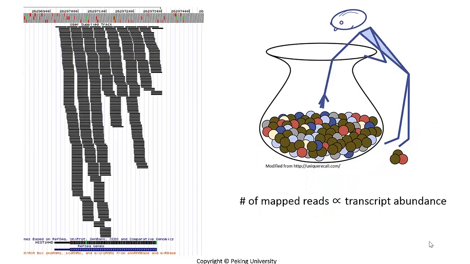Under the random sampling condition, the count of reads mapped to a specific transcript is positively proportional to the abundance of that transcript. Therefore, we can estimate the expression level of a transcript by the total number of reads mapped to that transcript. However, the number of reads mapped to a transcript is also positively proportional both to the length of the transcript and to the total sequence depth.